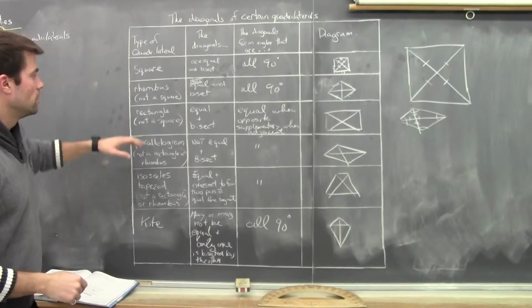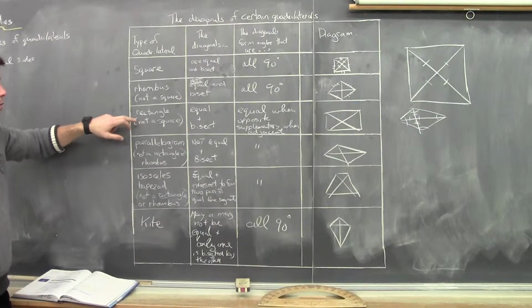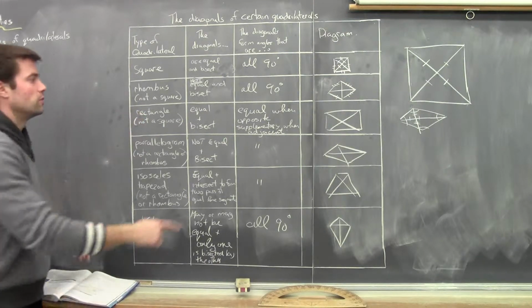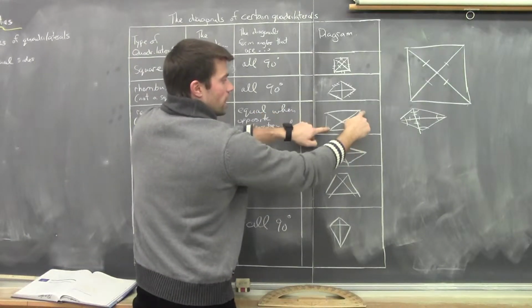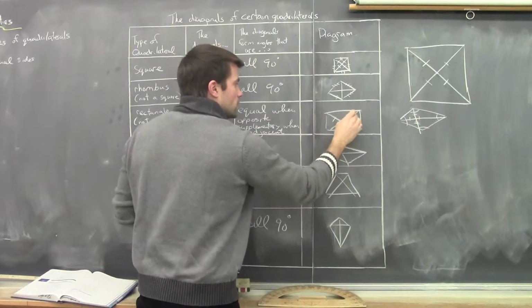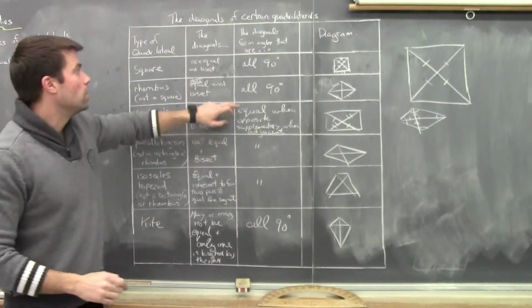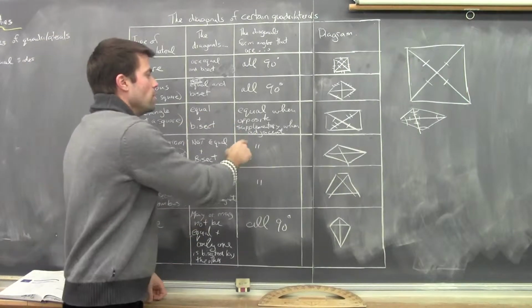Okay? Next one is a rectangle. Not considering a square, so although we know a square is a type of rectangle where the sides are the same, we're considering a rectangle where the sides are not the same. So we know the diagonals are equal and they bisect. So these two diagonals are equal and they also bisect. The diagonals form angles that are equal when opposite and supplementary when adjacent.